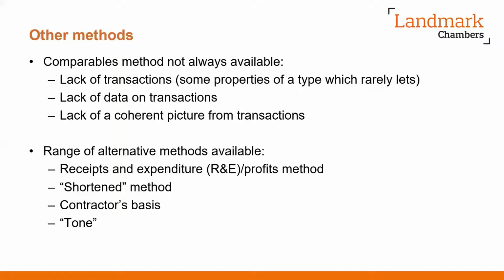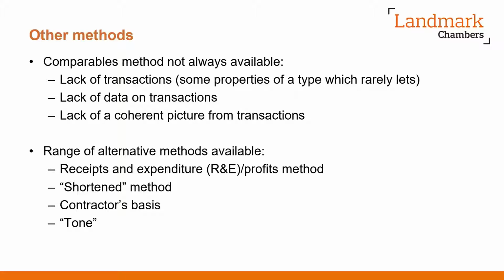I've given 4 of the more common there. Very briefly, receipts and expenditure valuation works on the premise that the tenant's never going to pay more in rent than they would pay out of the net receipts of the premises once they've taken a share for themselves. So you work out gross receipts, you work out expenditure, that gives you net receipts. You calculate what the tenant's going to take from that to make the business worth running, and what's left represents your rent. The contractor's basis works in a similar way.